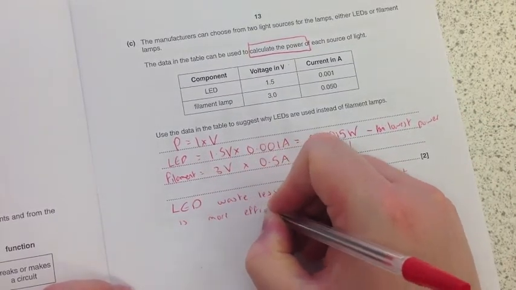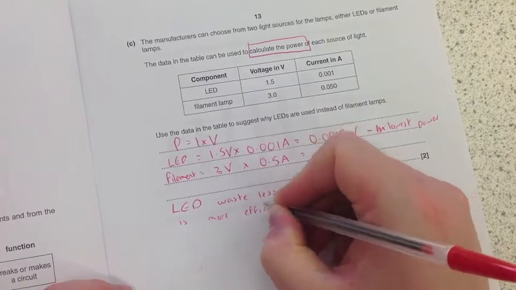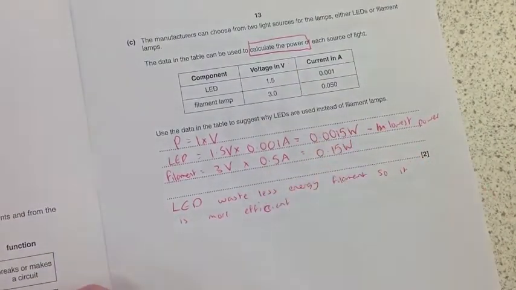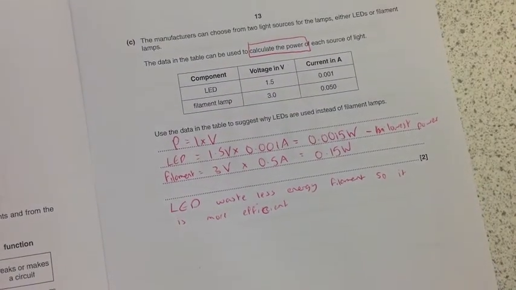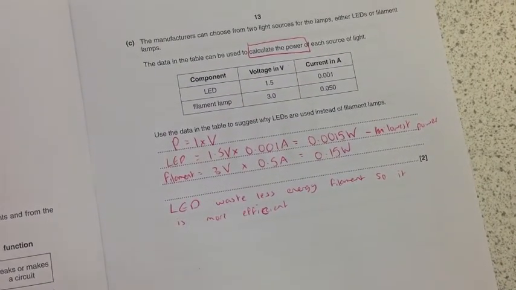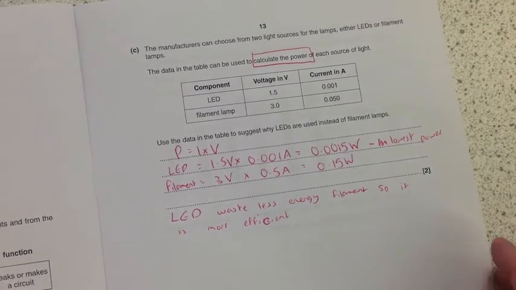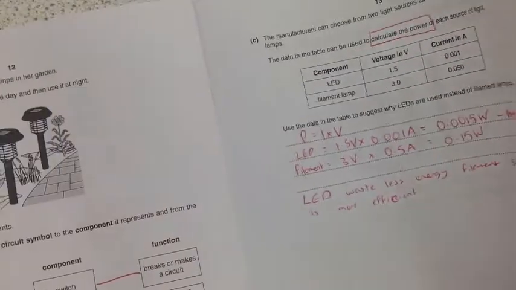If you remember, all bulbs give off heat, and the one that gives out the least heat is going to be the more efficient one. And obviously, the LED bulb, because it's got a lower power rating, it's going to waste less energy because it's going to use less energy as well.